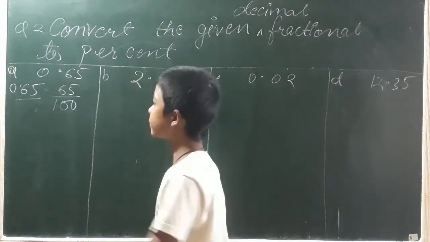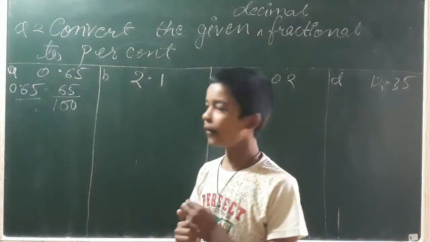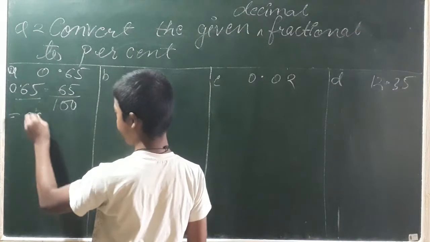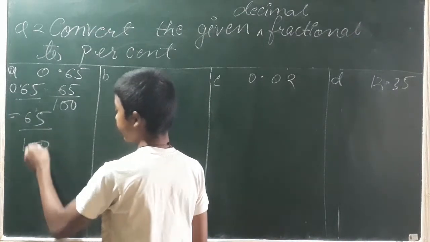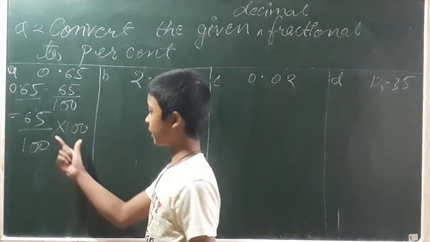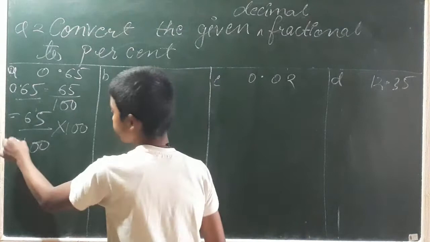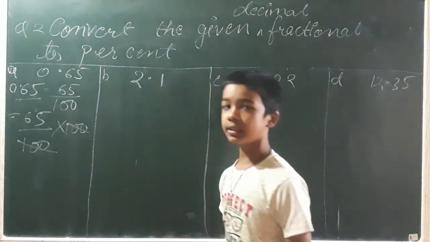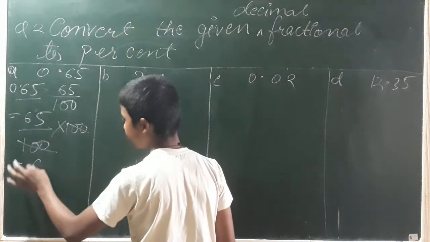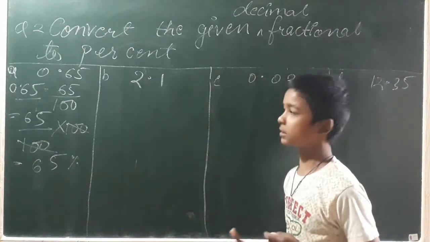Two digit points, so we will take 100, and then 65 upon 100. Now in percent we will multiply by 100 and divide by 100. This 100 and this 100 are simply cancelled. So 65%. This is our answer for A.